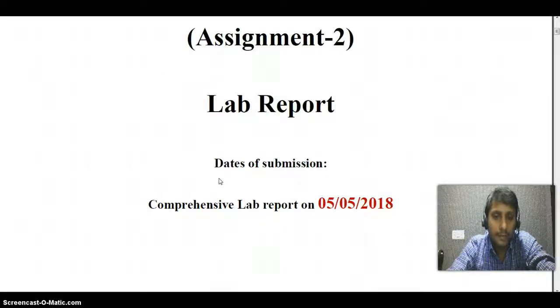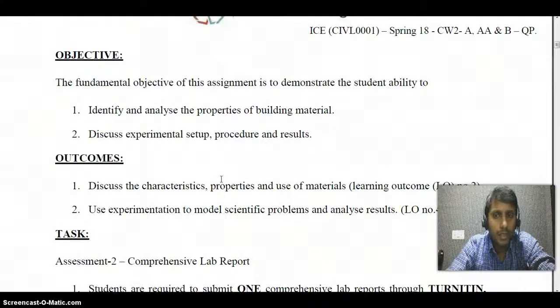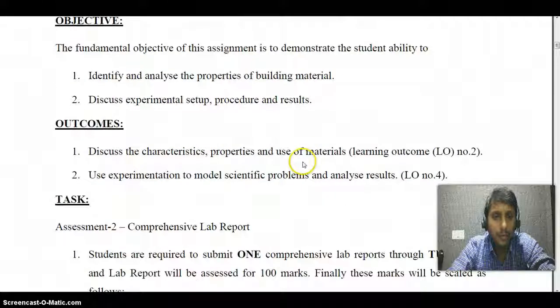The comprehensive lab report submission is on May 5th, 2018. The main purpose of this lab report objective is that the student must be able to identify and analyze the properties of building material, and must be able to discuss experimental setup, procedure and results. This is the very important one: experimental setup, procedure and results. That's why it is related to your lab report too.